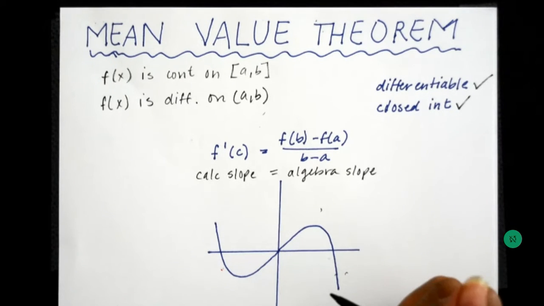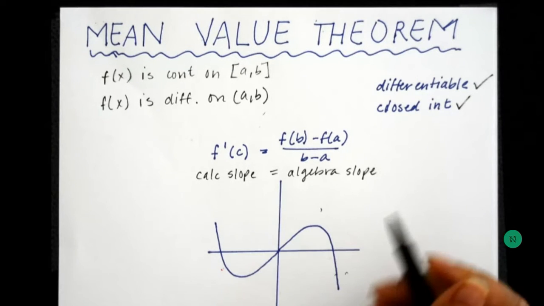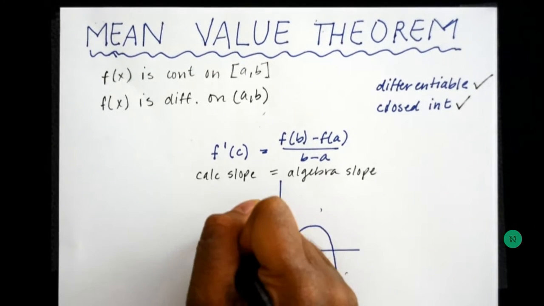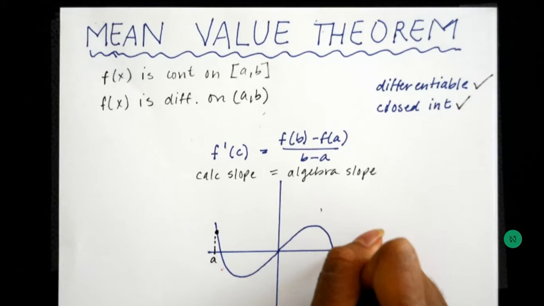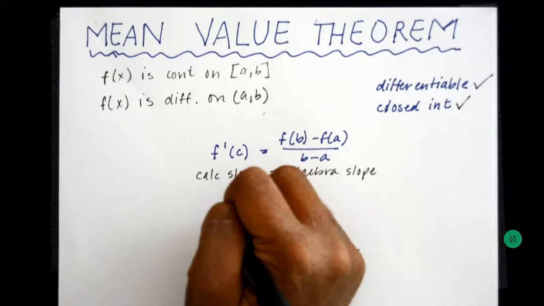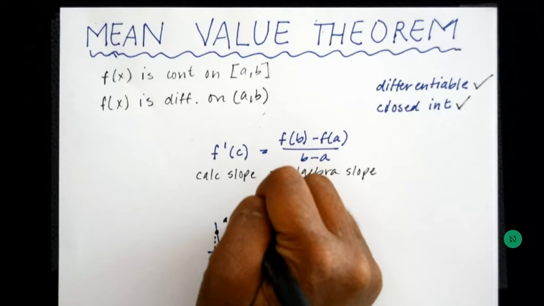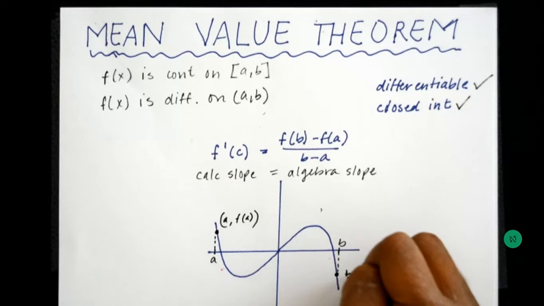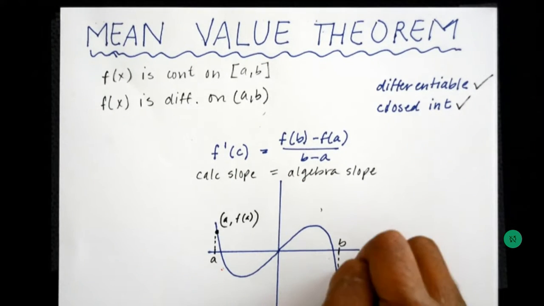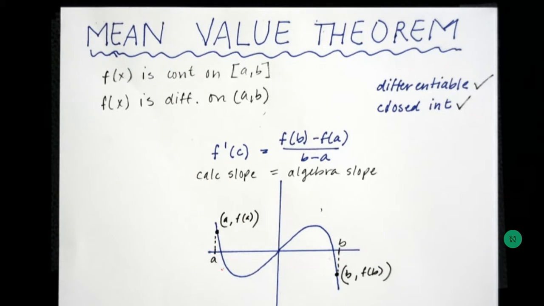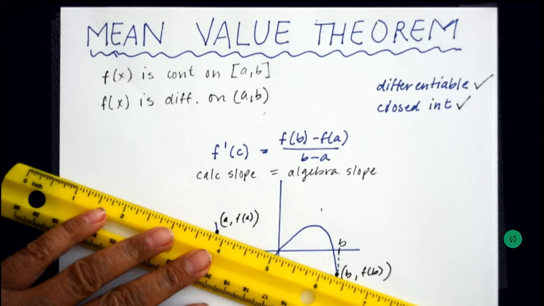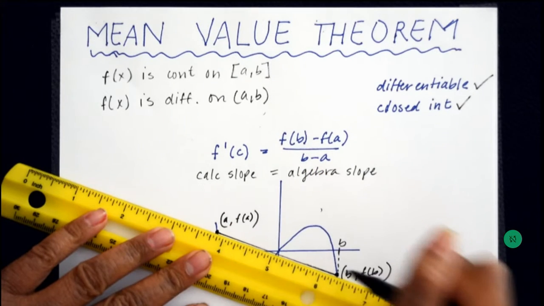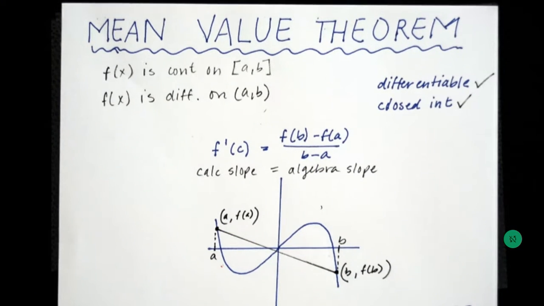So let's take a look at this graph. We have a curve here, and let's say we have two points right about here. Let's say this point is A, and this point is B. So this would be A, comma, f of A, the coordinate point. Now, if we draw a line connecting the two points, this will be the secant line between points A and B.